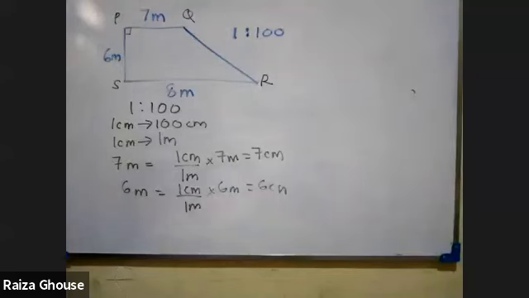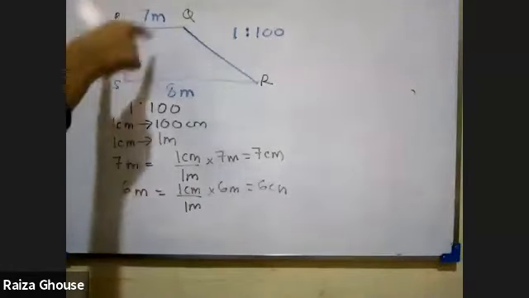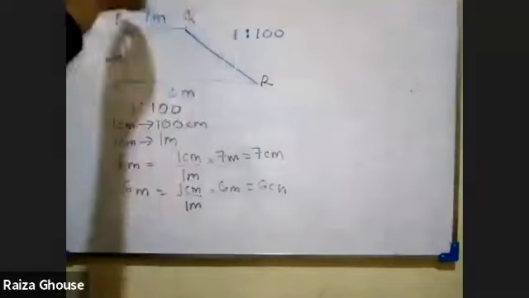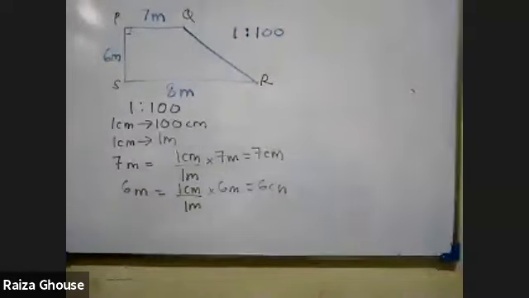Right, how do you draw that 8 centimeter and all? Take your ruler, keep it, measure 7 centimeter, 6 centimeter, 8 centimeter, measure it and draw. You have to measure them and draw them. That's all you have to do. Okay?